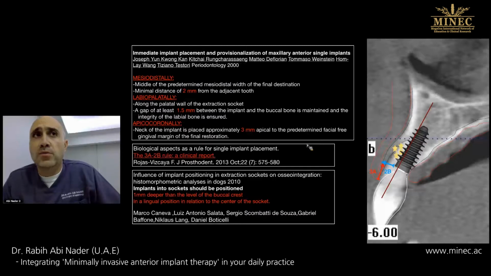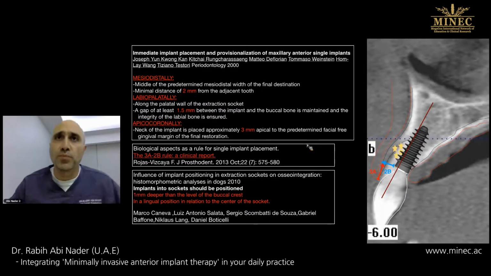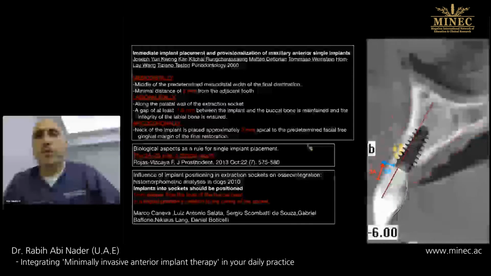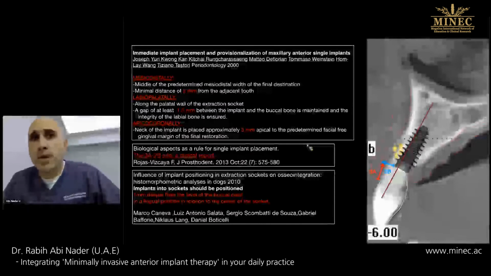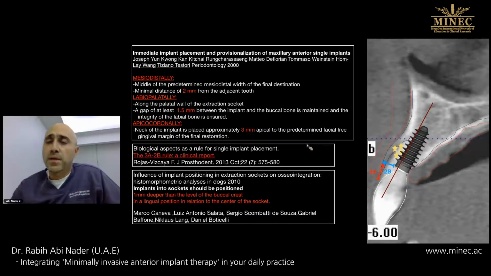And labiopalatally, it has to be along the palatal wall, and we have to have at least a gap of 1.5 millimeter with the buccal bone to maintain the integrity of the buccal bone and to be able to put the graft there to support the buccal bone. And it has to be 3 millimeter deep, apically from the free gingival margin of the new restoration. Or simply you can follow the rule 3A 2B. That means 3 millimeter from the emergence profile of the crown gingival margin, and then 2 millimeter from the buccal bone.